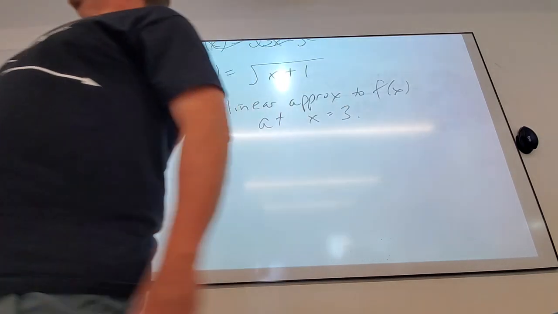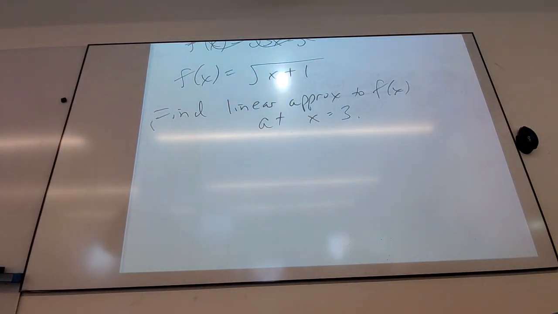Does somebody know how to translate that into less freaky calculus? Not quite English, it's just less freaky calculus. Find the tangent at 3. Yes? That's all that means.